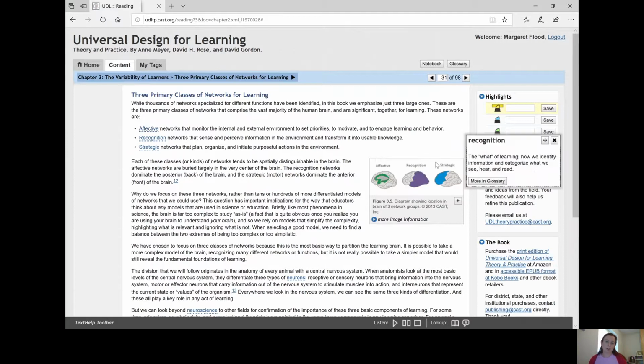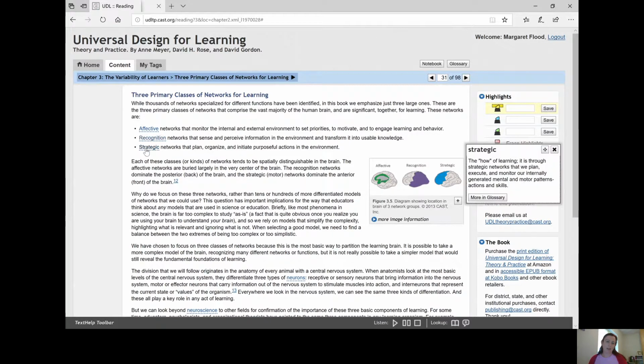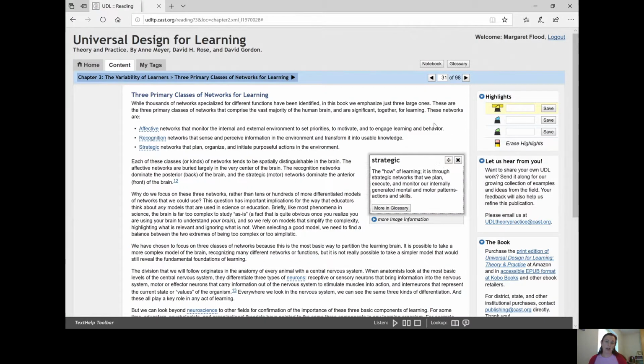We are talking about recognition, which is the what of learning, how we identify information and categorize what we see, hear, and read. And then we are talking about the strategic network, and that is the how of learning. It is through strategic networks that we plan, execute, and monitor our internally generated mental and motor patterns, actions, and skills.